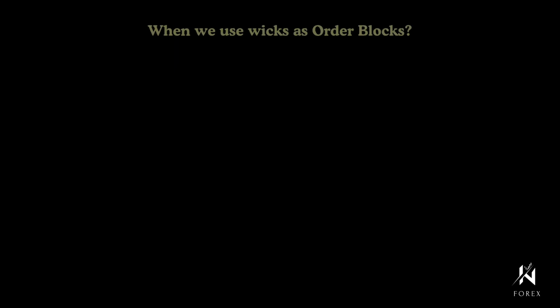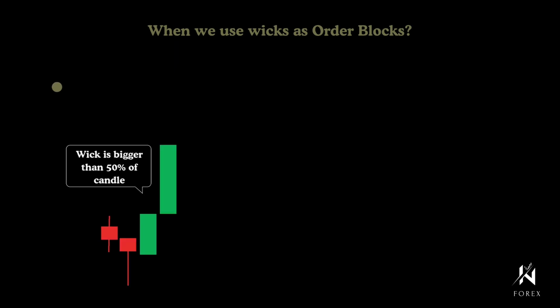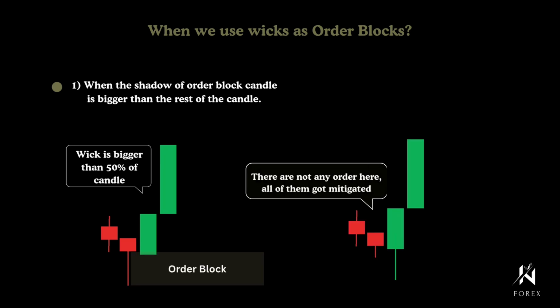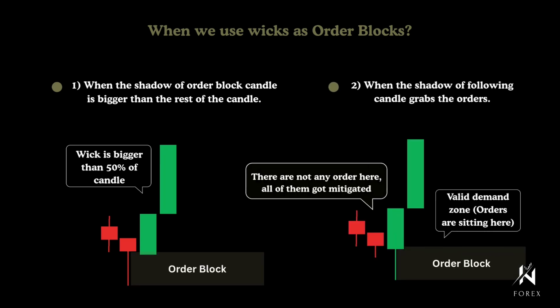Here's a key point. There are two situations where wicks are considered order blocks. First, when the wick of the order block candle is larger than its body. Second, when the wick of the next candle reaches down to collect the pending orders.